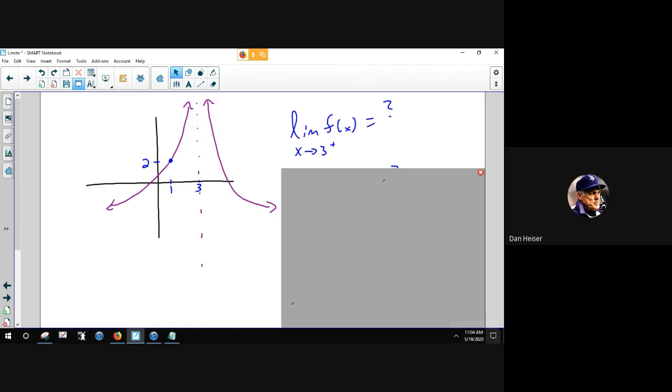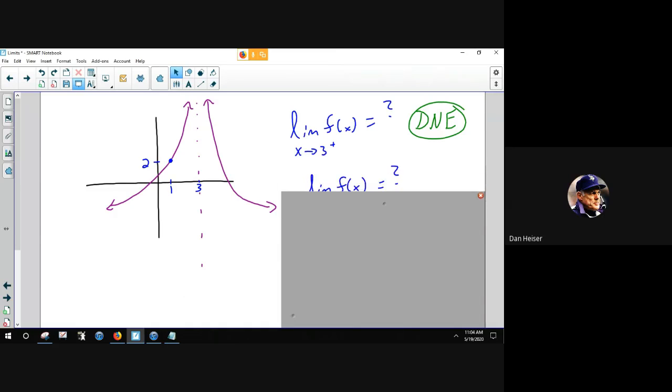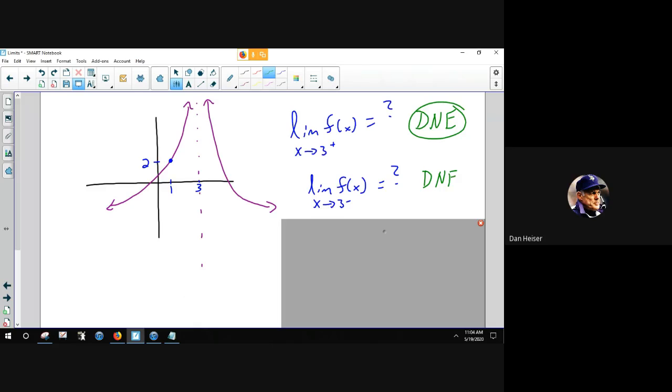The limit as we approach 3 from the right. Nope. We're not going to a number. Let's approach 3 from the left. We're still rising forever. Now, even though they're going the same direction, they're not going to a particular number. Still no limit.